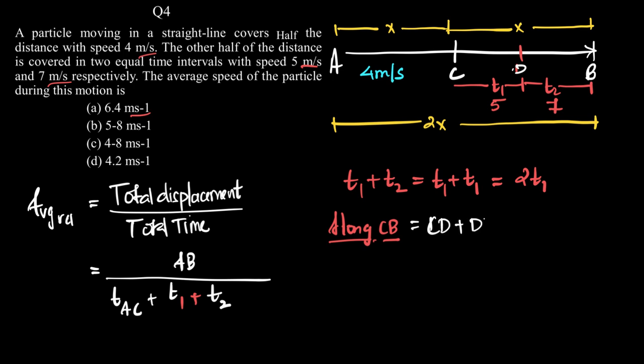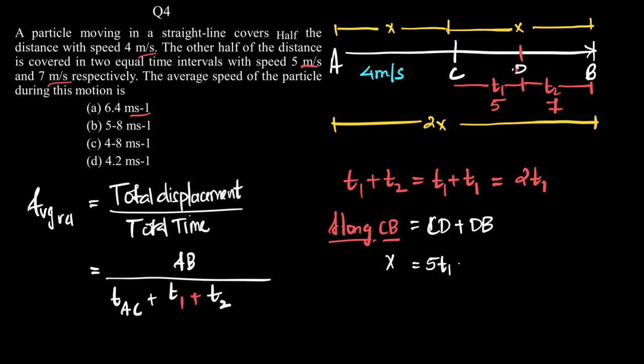We can write CB as CD plus DB, right? Now what is CB? CB is x. What is CD? CD is 5 times T1. If you ask me why, simple. Distance is equal to velocity into time. What is the velocity? 5. What is the time? T1. I repeat, displacement is equal to velocity into time. What is velocity? 5. What is time? T1. What is the displacement? CD.